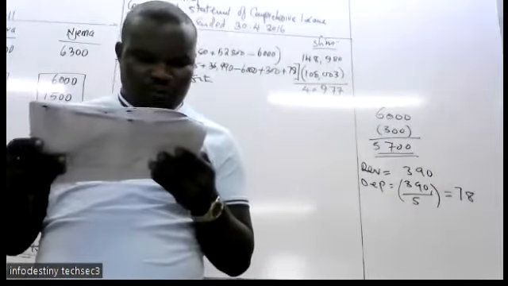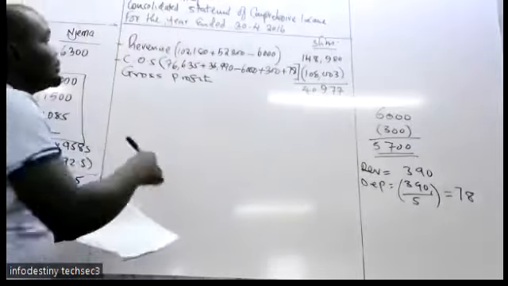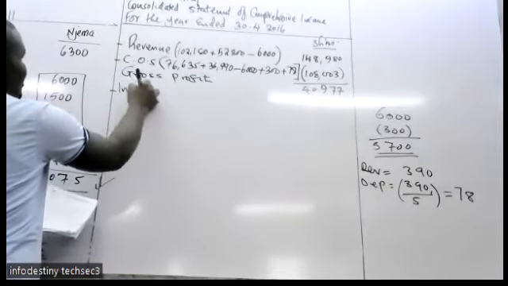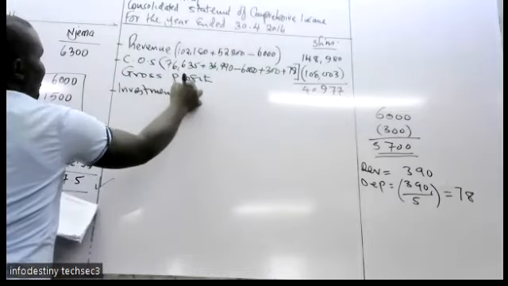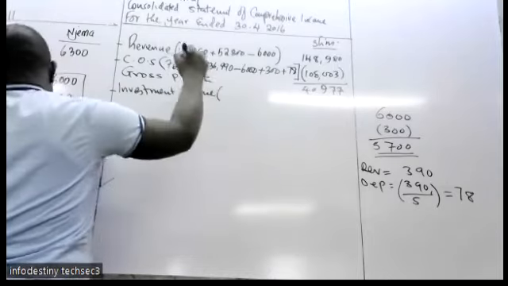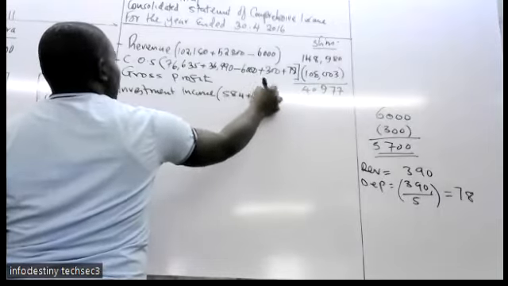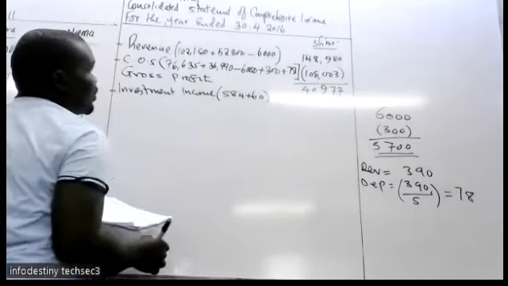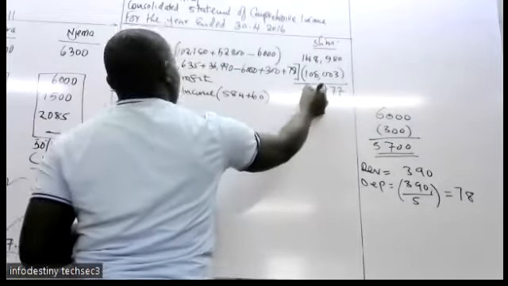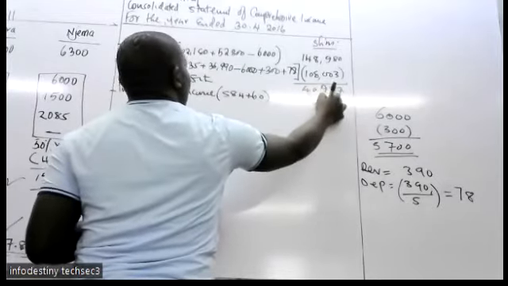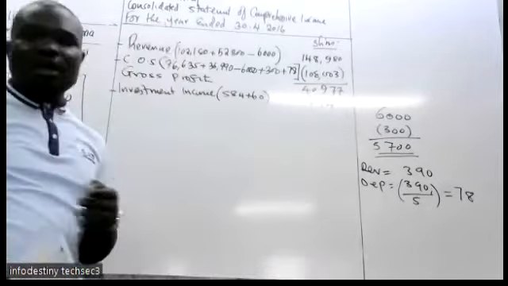Proceeding, I want you to check for me. There is investment income. That has no problem. Investment income, what plus what? 584 plus 60. How much? 644. That is an income, so you add.